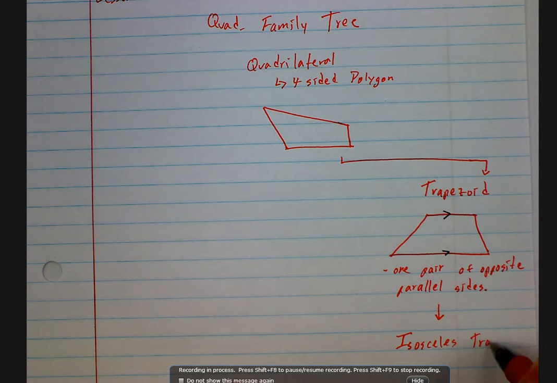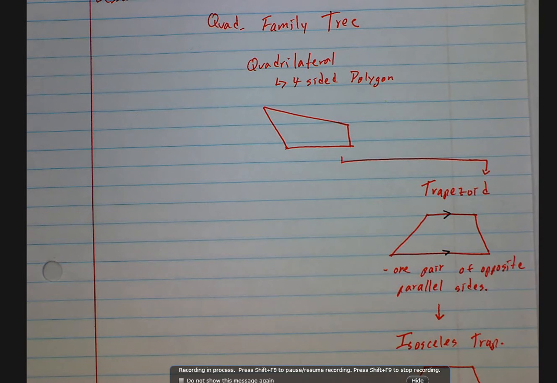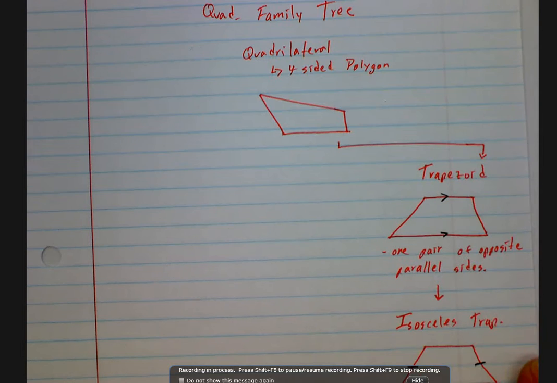From this trapezoid, we can get another one which is called the isosceles trapezoid. This one looks more like an isosceles triangle being cut in half, I guess. In this one, the legs are congruent. That's the first thing. That means this one is congruent to that one.